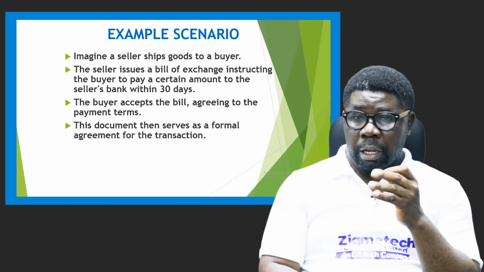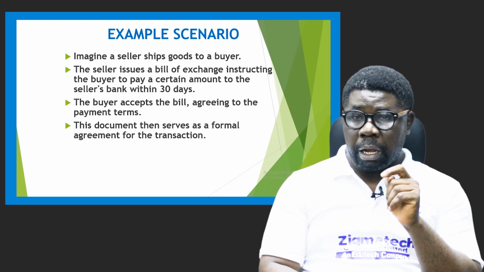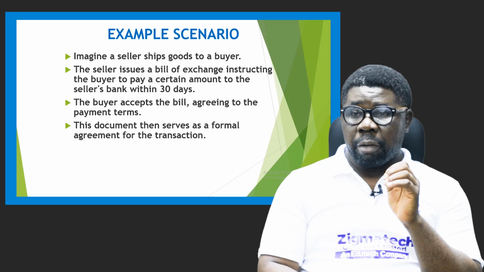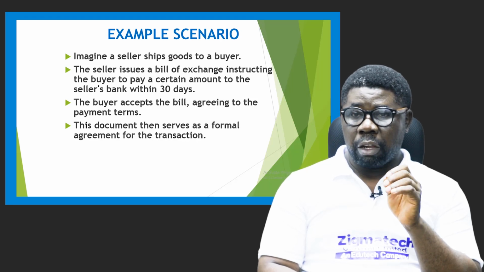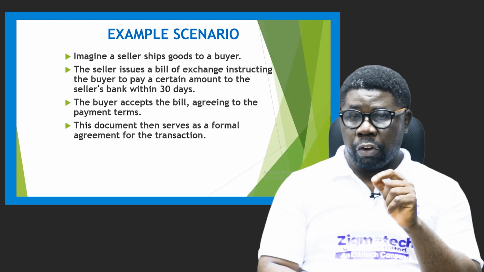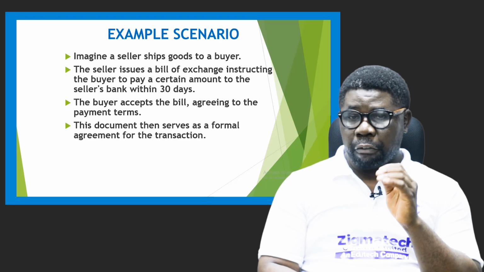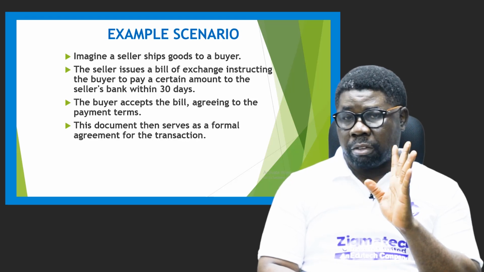A seller ships goods to a buyer, all right? The seller issues a bill of lading or exchange, instructing the buyer to pay a certain amount of money to the seller's bank within 30 days. The buyer accepts the bill, agrees to the payment terms. The document then serves as a formal agreement for the transaction to take place, all right?